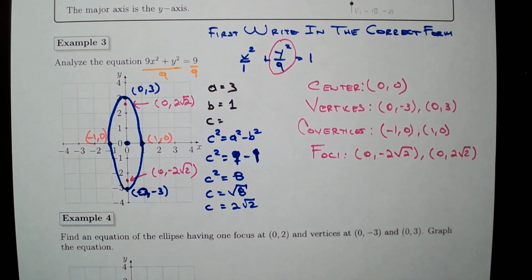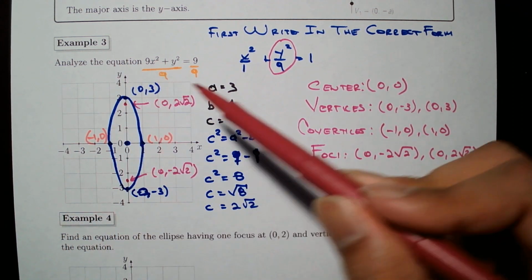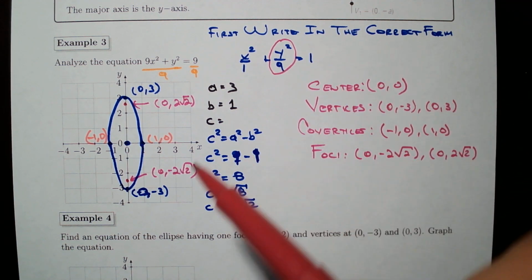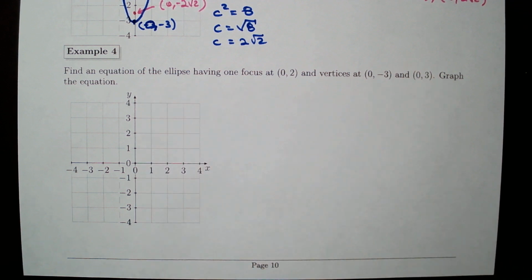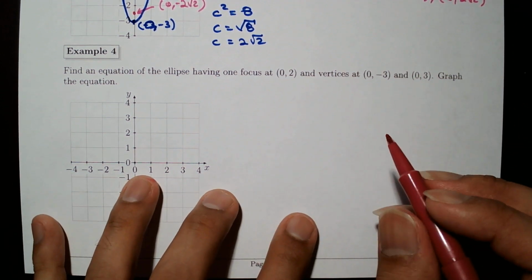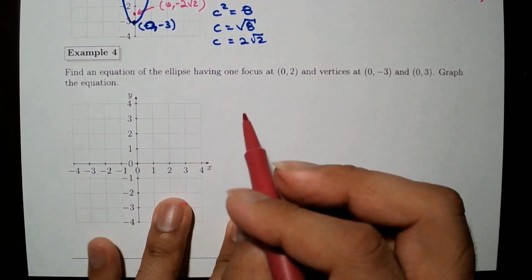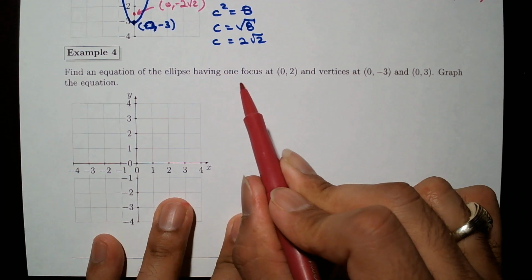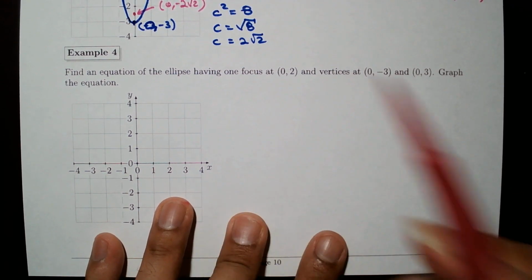So notice the two types of problems that we are going to run into when doing conic sections. In some cases, you will be given the equation and you get all the information out of it. In other cases, like the next example, they give us information, and our job is to get the equation and graph it. So: find the equation of the ellipse having one focus and both vertices, and then graph the equation.